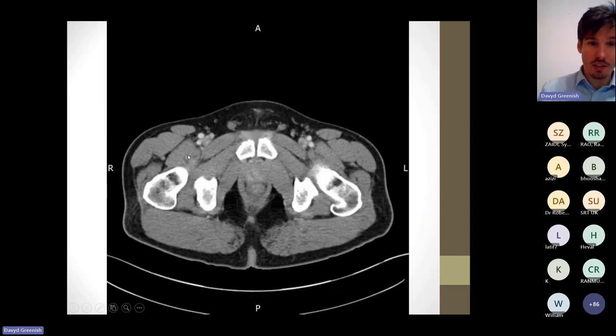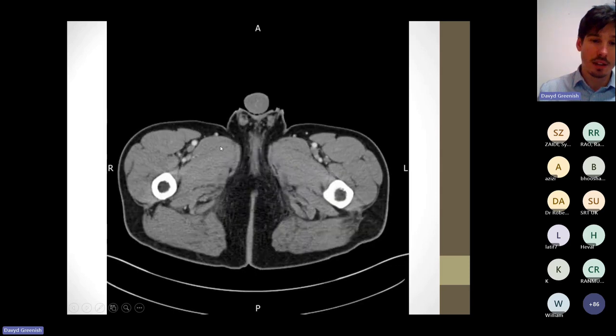I thought it was quite a nice representation. So we're at the level here of the obturator foramen. We've got the right obturator internus, obturator externus, and pectineus at this level. So level of the obturator: internus, externus, pectineus. And we come down further.